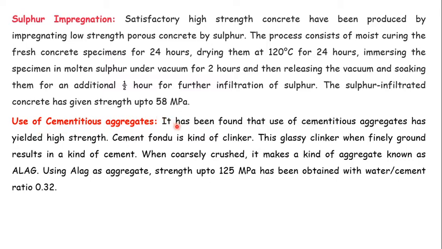Use of cementitious aggregates. It has been found that use of cementitious aggregates has yielded high strength. Cement clinker is a kind of a glassy clinker which we have already seen. When finely ground it results in a kind of cement. So if we grind it finely, it results in cement. When it is kept coarse, as a coarse aggregate, it makes a kind of aggregate known as ALAG.